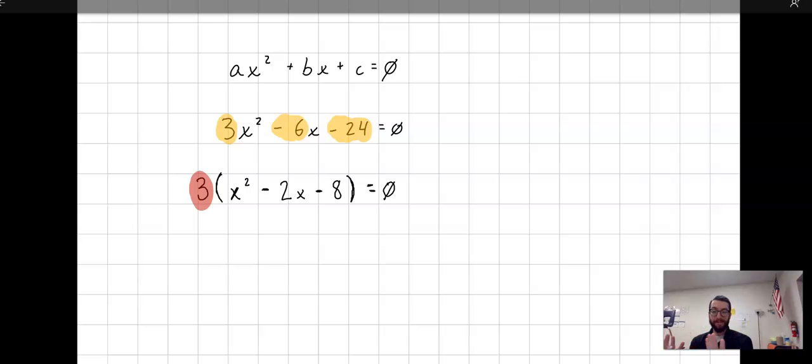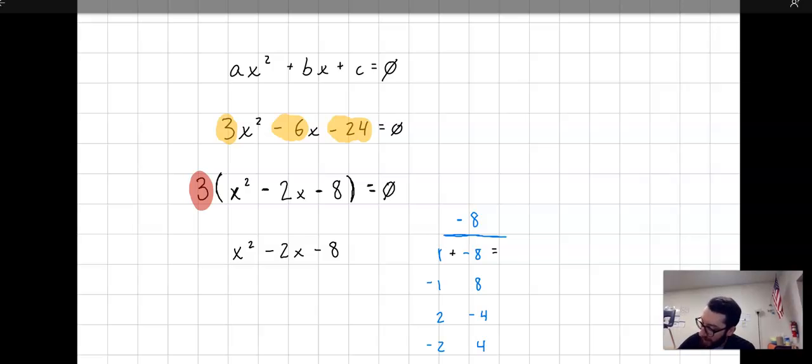Once you factor that 3 out, this looks like what you originally did, where a equals 1. My c value is -8, so I have to figure out which factors of -8 add up to -2. If I pull that bottom part down, this is x squared minus 2x minus 8, and we're going to solve that expression now. The factors of -8 are 1 and -8, -1 and 8, 2 and -4, and -2 and 4.